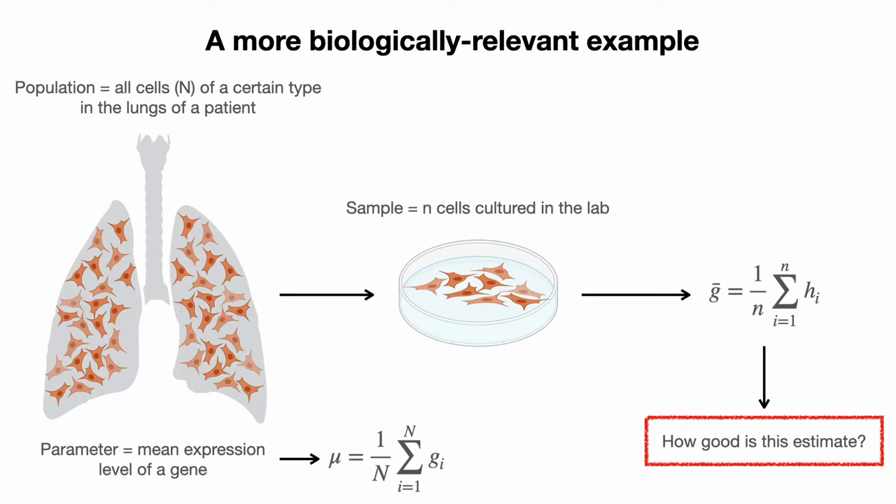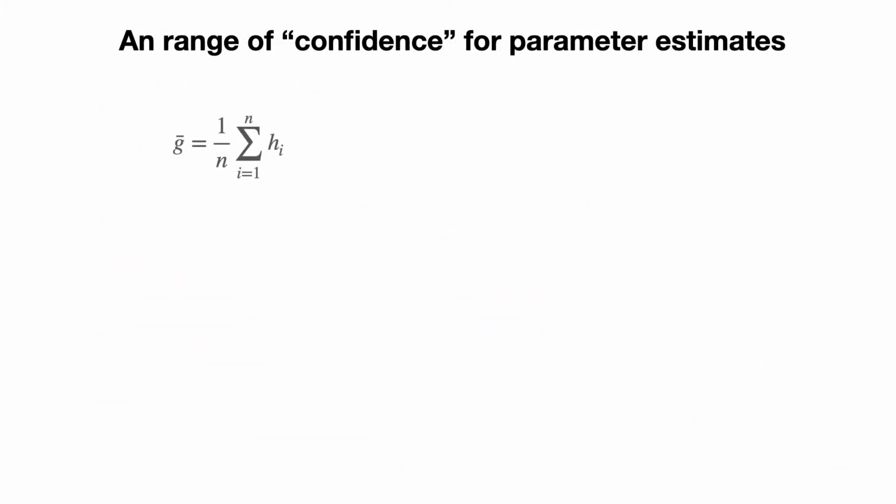How to provide a measure of, let's say, how good this estimate is. So the idea is instead of just giving you one number, the idea here is to give a range of confidence.